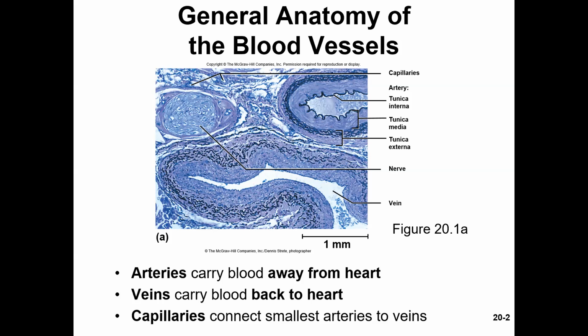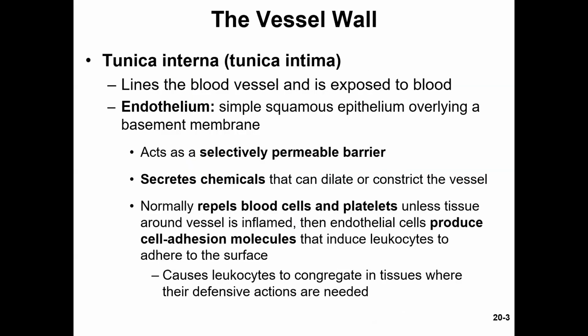So when we're discussing the vessels of the cardiovascular system, we need to understand that arteries carry blood away from the heart, veins carry blood back to the heart, and capillaries connect the smallest arteries to veins. So within that vessel wall, this is what we were talking about on that picture where we saw the layers of the vessel in and of itself.